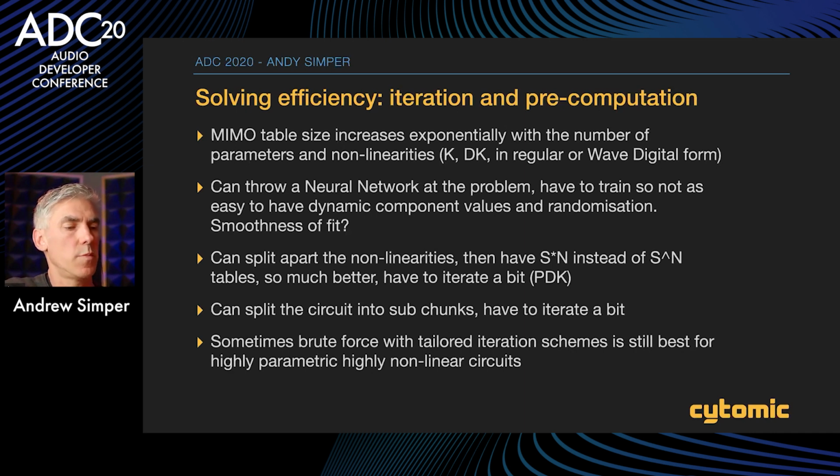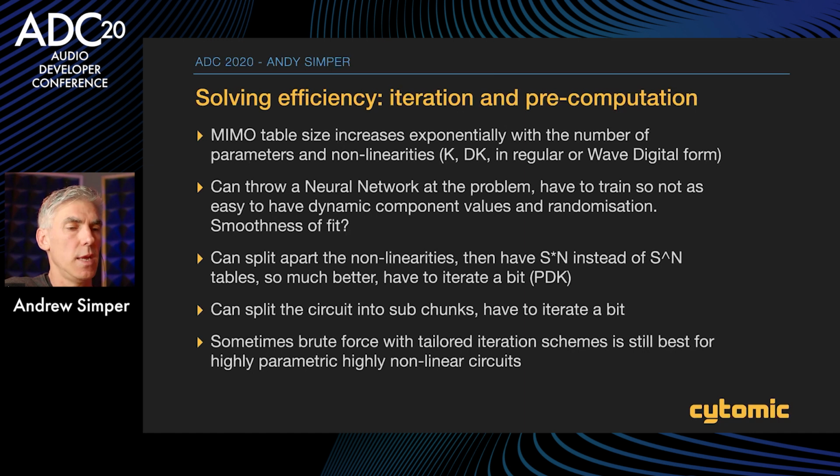Ideally, we want to split apart the nonlinearities. So instead of the table size to the power n, we want the table size times n. And this is what I'm working on with this method that hopefully I'll publish a paper on soon. We can split the circuit into sub-chunks and iterate a bit on those. And I think that's kind of a reasonable middle ground.